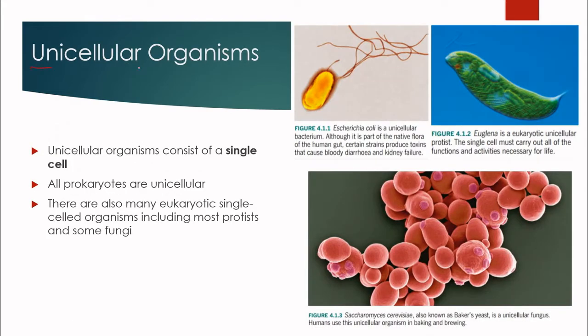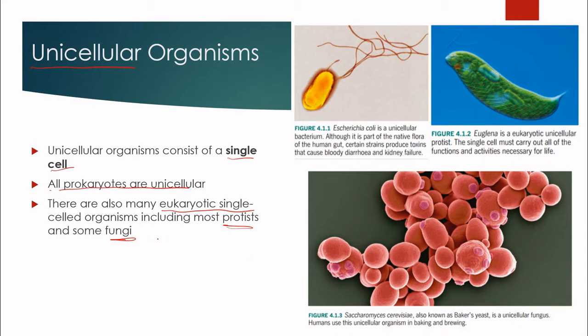Let's start with unicellular organisms. So obviously a unicellular organism is a single cell. All prokaryotes are unicellular. Remember that a prokaryote is a cell that lacks membrane-bound organelles, such as a nucleus, or it could be mitochondria. There are also many eukaryotic single-celled organisms, so protists and fungi are single-celled. Well, some of those fungi are, such as baker's yeast.